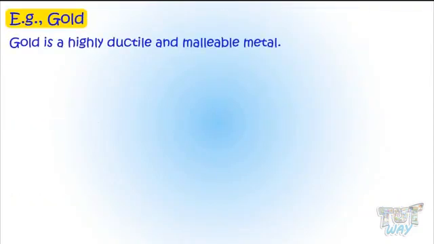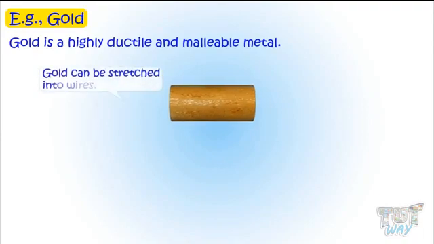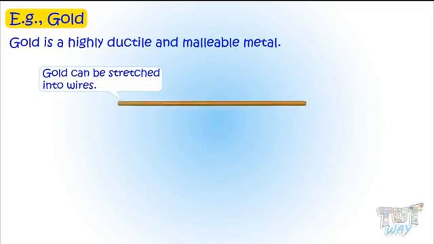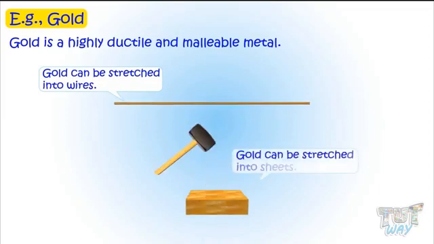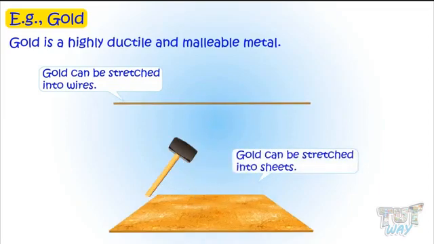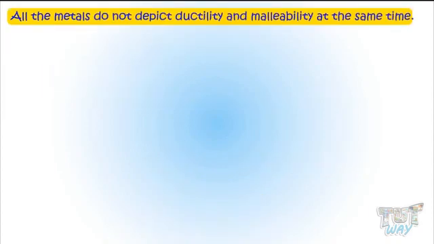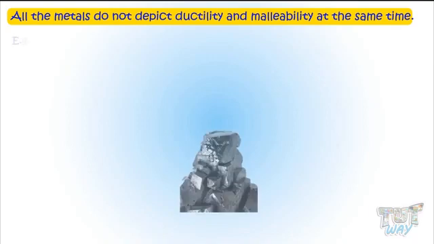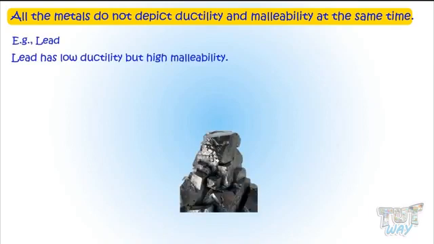For example, gold is a highly ductile and malleable metal. That is, gold can be stretched into wires, and it can be stretched into thin sheets too. But not all metals may depict ductility and malleability at the same time. For instance, lead has low ductility but high malleability.